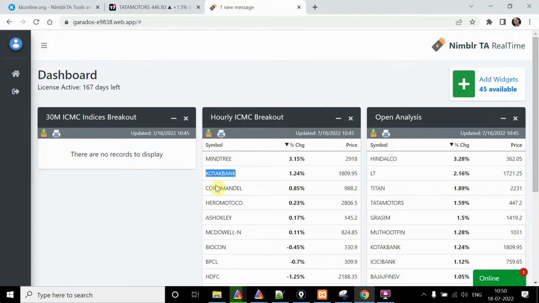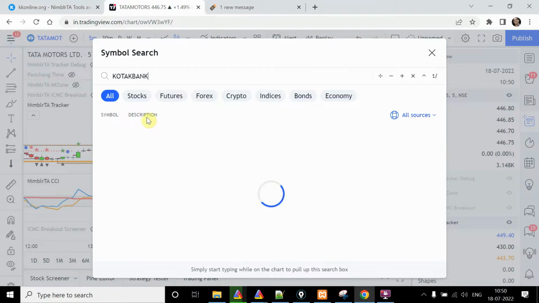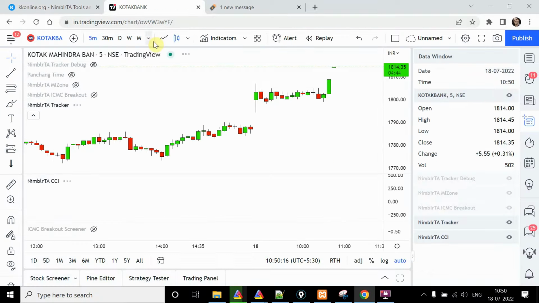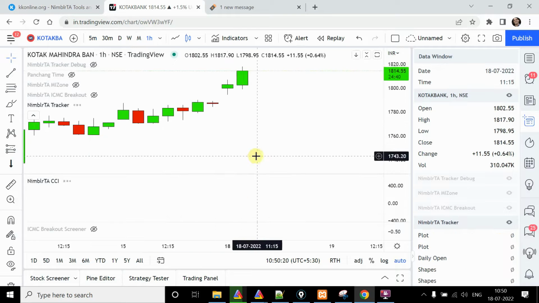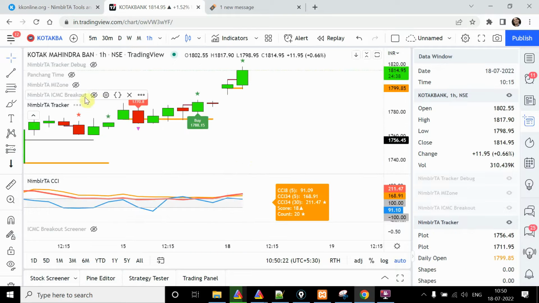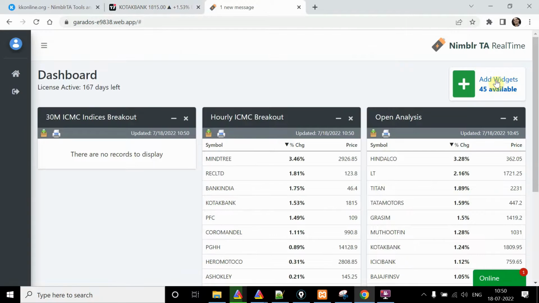So on hourly basis, Kotak Bank right now is giving a breakout. So I come to Kotak Bank, I check over here and I get an ICMC breakout which is happening right now. So you see this. This is IC, this is MC on hourly basis. It is still in the making, but it qualifies live in the dashboard. Right now, let's go to another widget.